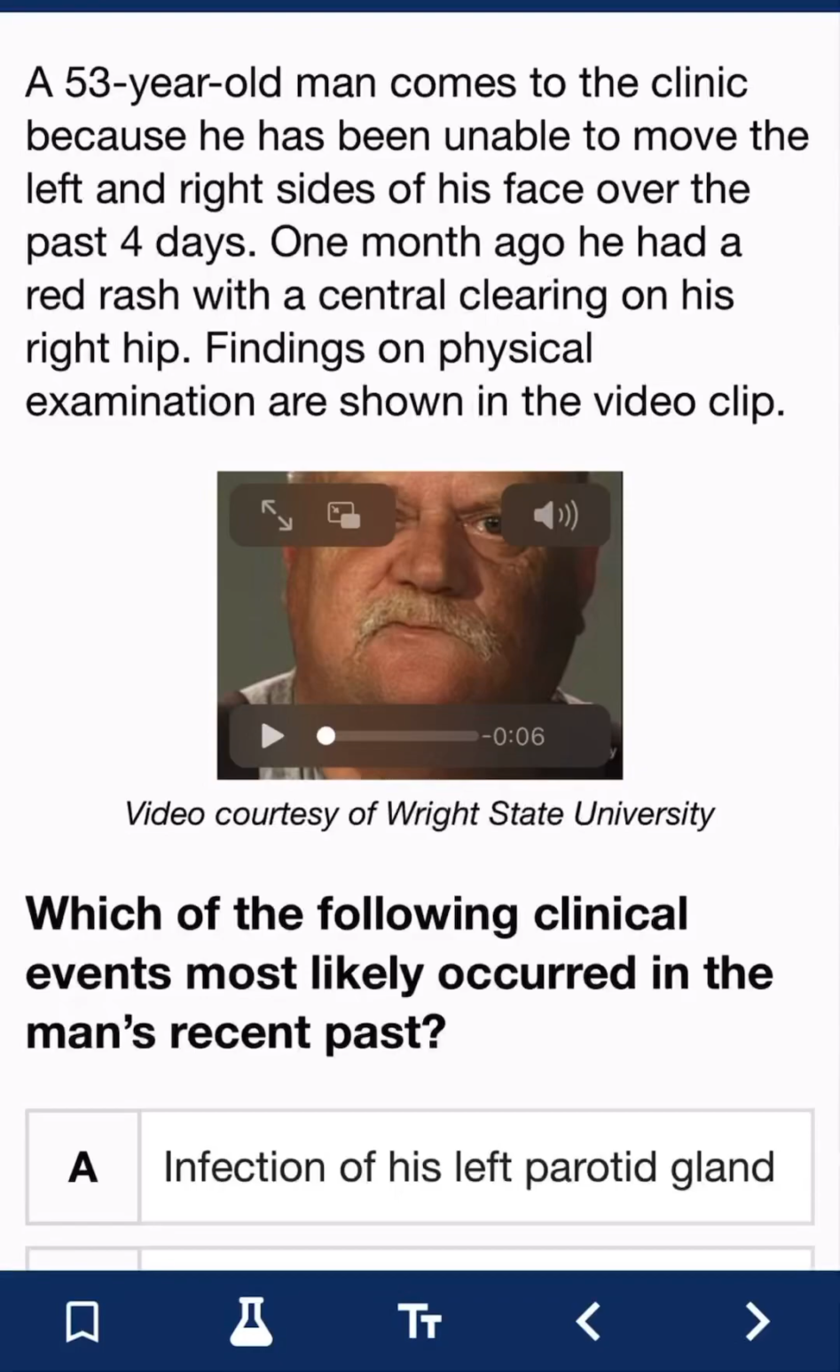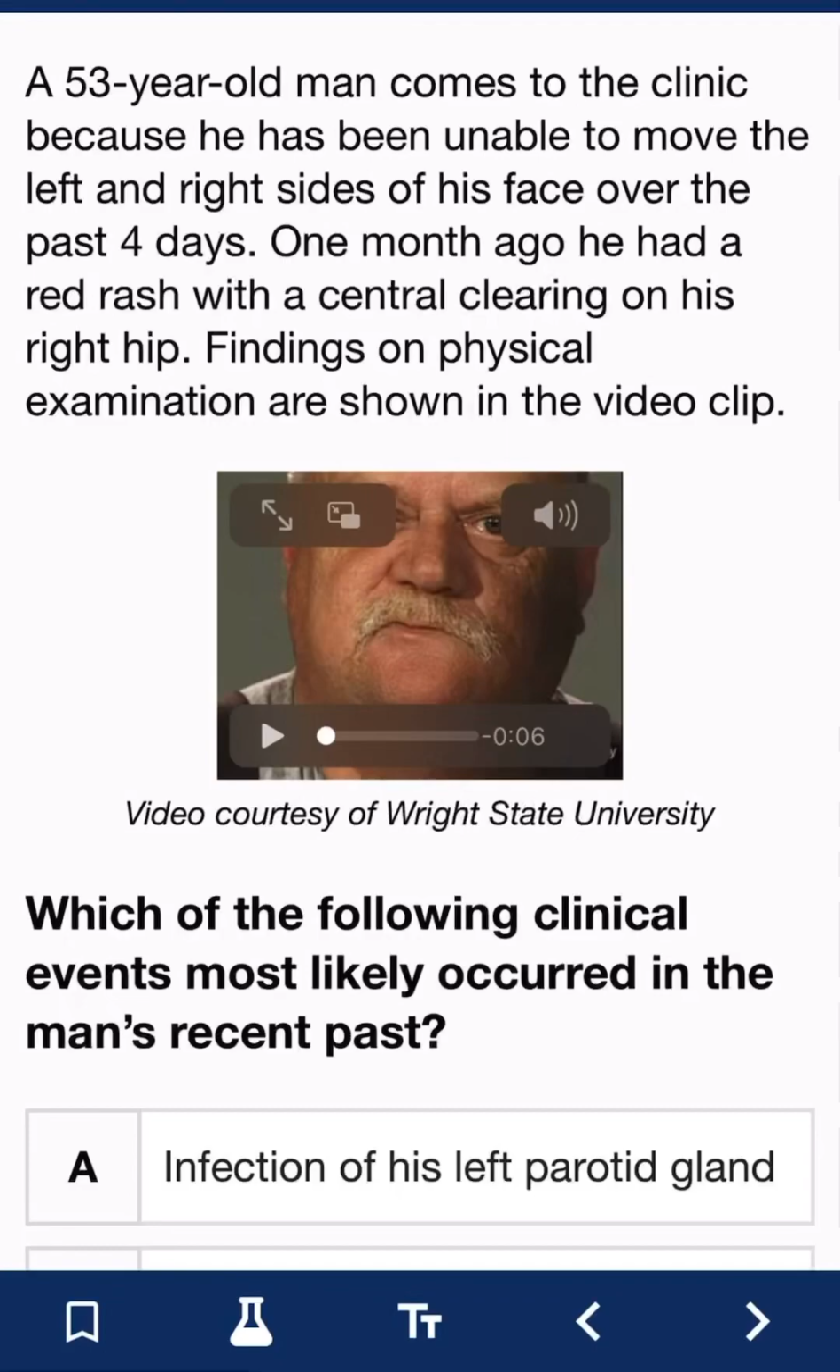Let's look at this USMLE Step 2 CK quickly, infectious medicine. When you look at this question, it looks quite easy. There's a video attached to it. Looking at the video, you can see there's a problem with the facial expression, right? Which of the following clinical events most likely occurred in the man's recent past?